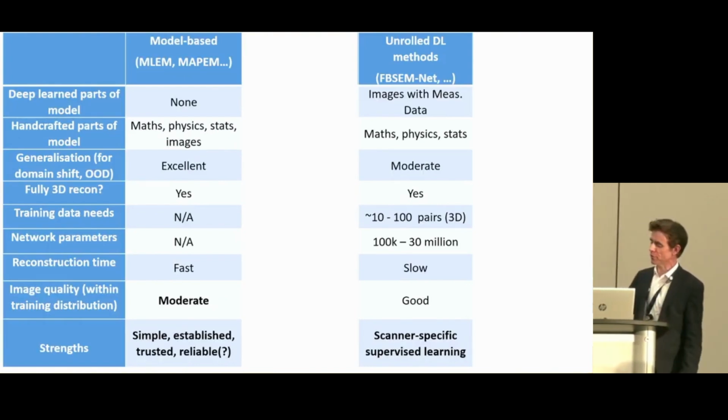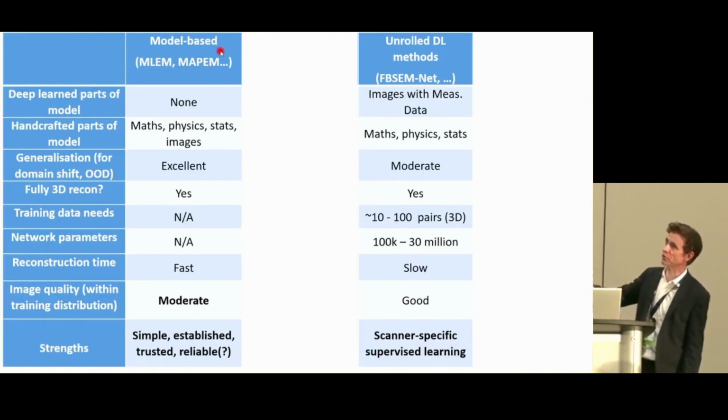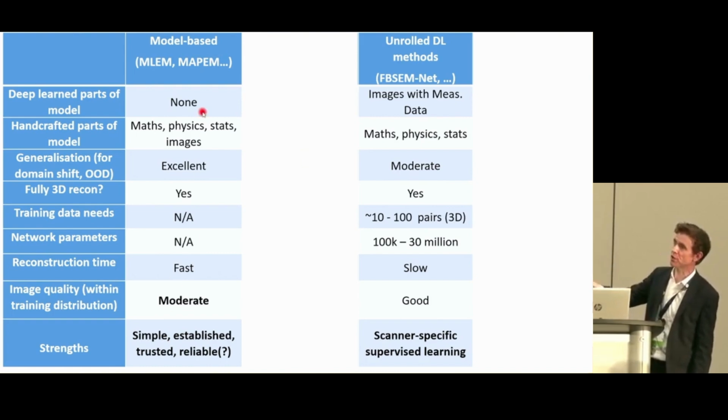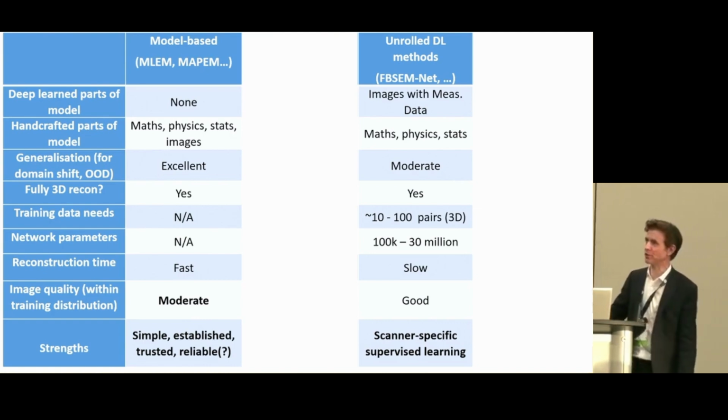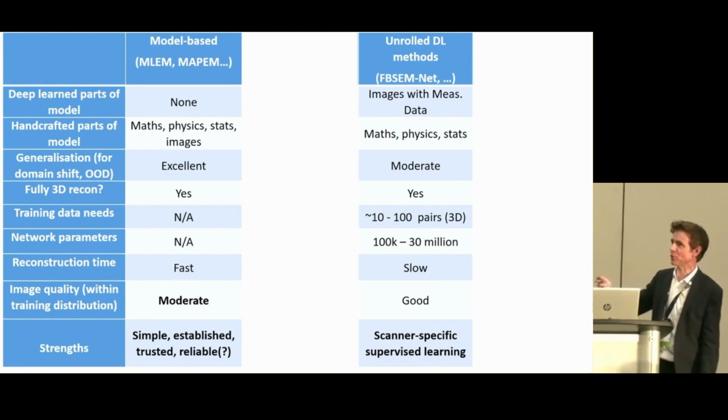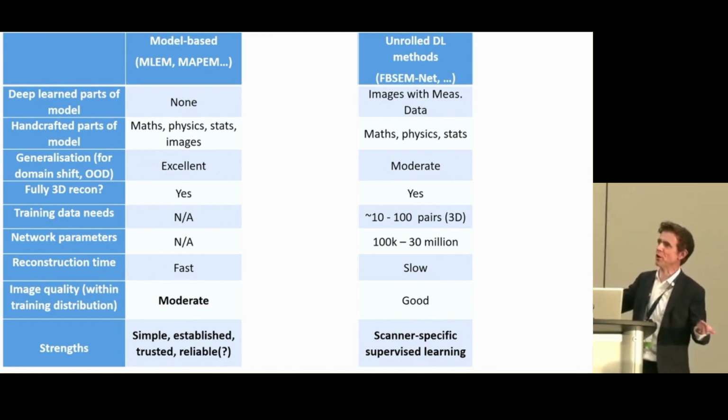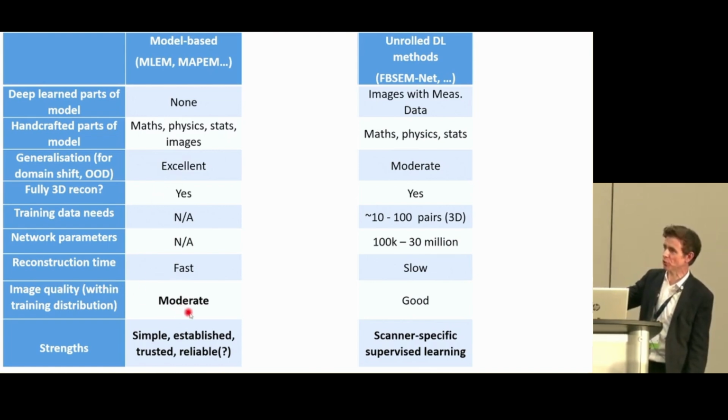We're saying conventional model-based methods could be characterized in this way, where we're not doing any deep learning. We're making all of the assumptions about mathematics, physics, stats, and images. Generalization is great for all kinds of data. So that means the reconstruction challenge would work well for people using these kinds of approaches. They don't need to worry necessarily about some kind of out-of-distribution data. The trouble is, reconstruction quality, as we saw earlier, is going to be moderate because of those issues that we saw earlier.